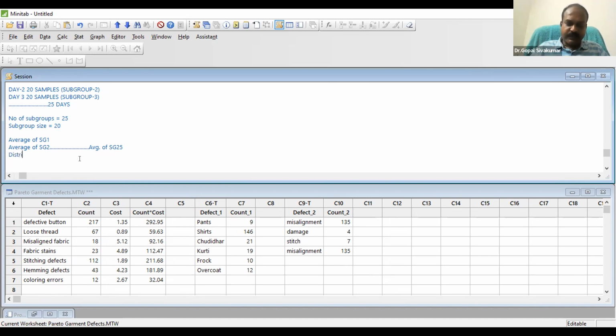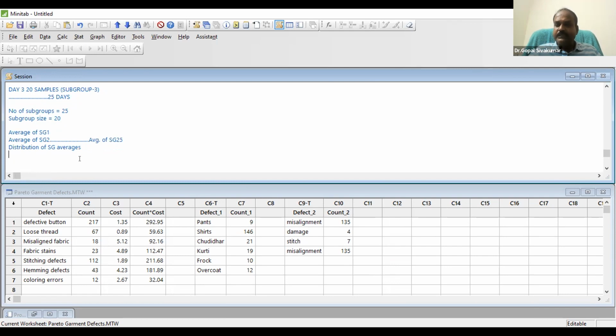I want you to visualize the distribution of subgroup averages. Do you understand what I am talking about now? You need to visualize the distribution of subgroup averages. That means you are trying to control the average. Do you understand? That means you are trying to control the average.